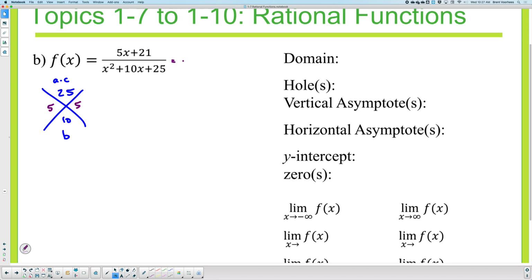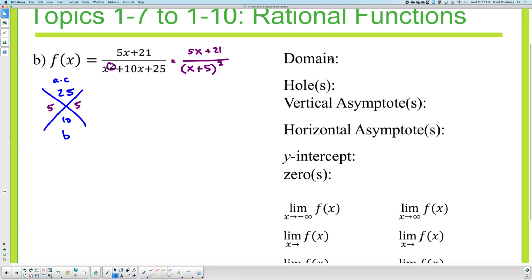So what does that mean for our equation? We split this up and it becomes x plus 5 and x plus 5. Okay, now since they're the same thing, do I need to write it twice? No. I could do a squared just like that. Now what about in the numerator? That's linear. I don't need to do an X method here. Is there any GCF? Nope. So it just stays as 5x plus 21.